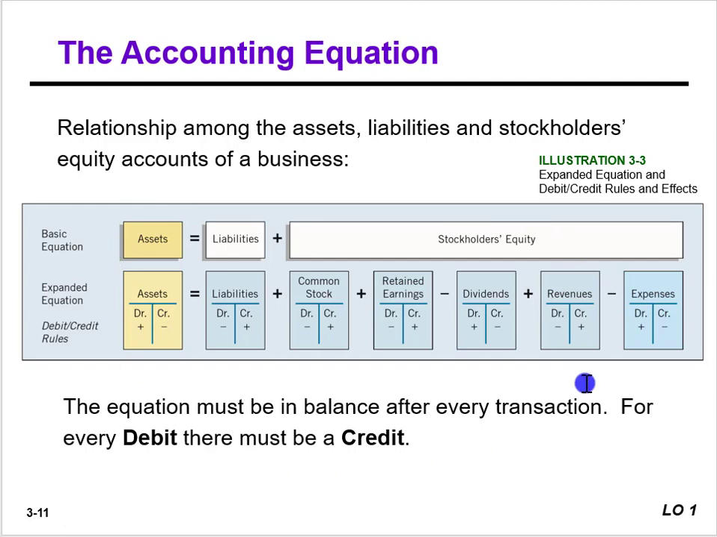So this is a good slide to use in your notes. The relationship among the assets, liabilities, and stockholders' equity accounts of a business. And so this is an expanded equation of debit and credit rules and effects. So again, here you have assets equal liabilities plus stockholders' equity. And again, you have assets, liabilities, common stock, retained earnings, dividends, revenues, and expenses. And they're showing you whether it's a debit or credit, what's the net effect, if it increases or decreases for each one of these types of accounts.